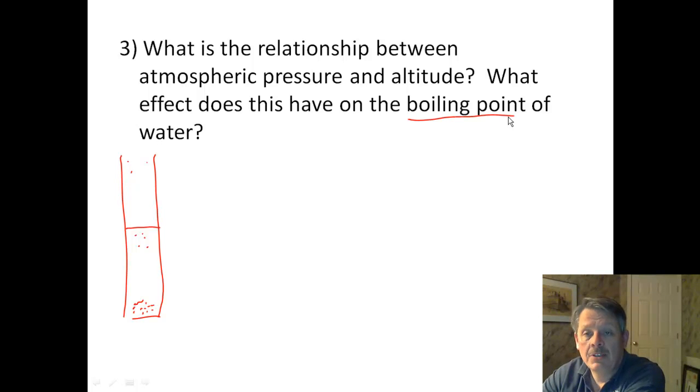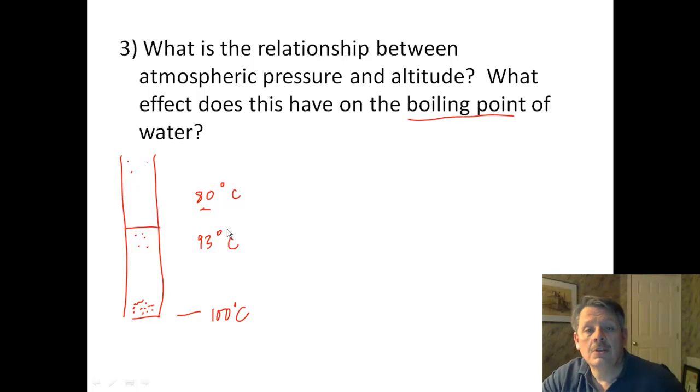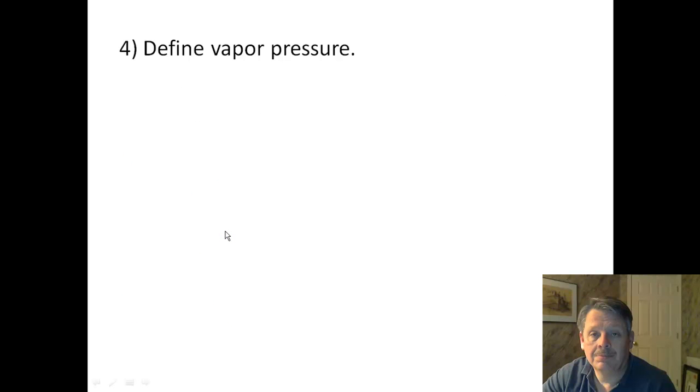So if you have less atmospheric pressure, then you have to have less vapor pressure, which means the boiling point goes down. At sea level, water might boil at 100 degrees Celsius. But remember, we talked about Woodland Park, Colorado, where it boils at about 93 degrees Celsius. And on top of Mount Everest, it's going to boil at 80-something degrees Celsius. So the further up you go, the lower the boiling point.